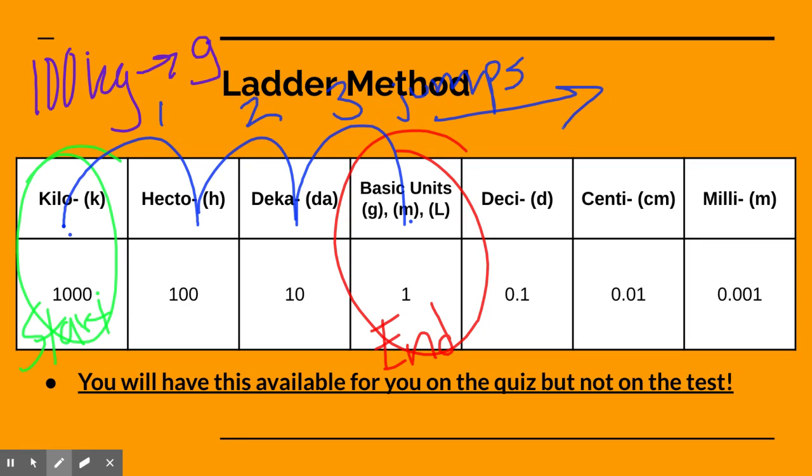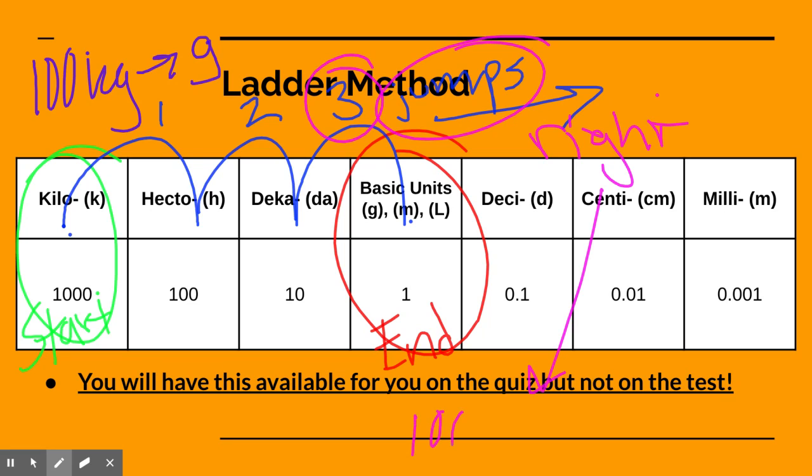So how do we then use that? Well, we put it together like this. Because we know we went 3 jumps to the right, we're going to take that 100 down here. We're going to take that 100 kilograms, and we're going to find the decimal point, which is right there.